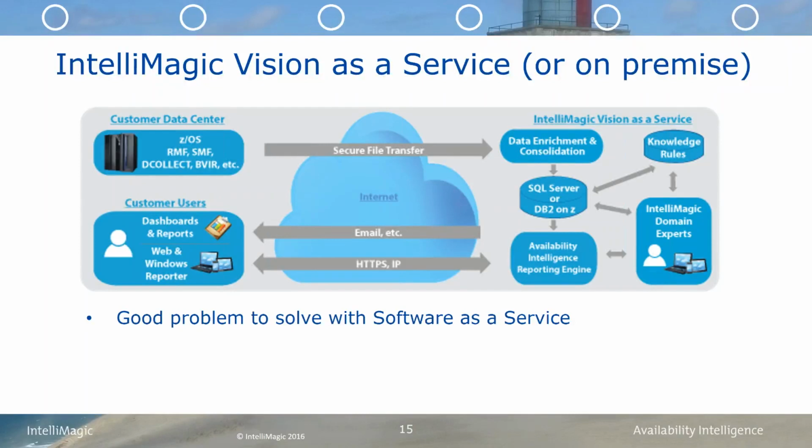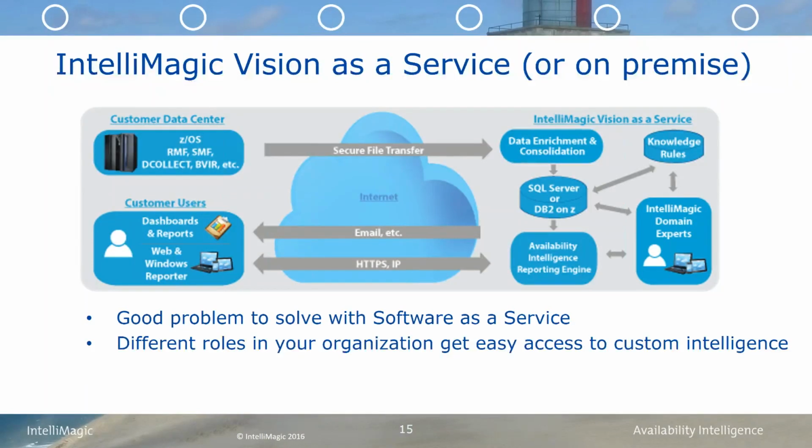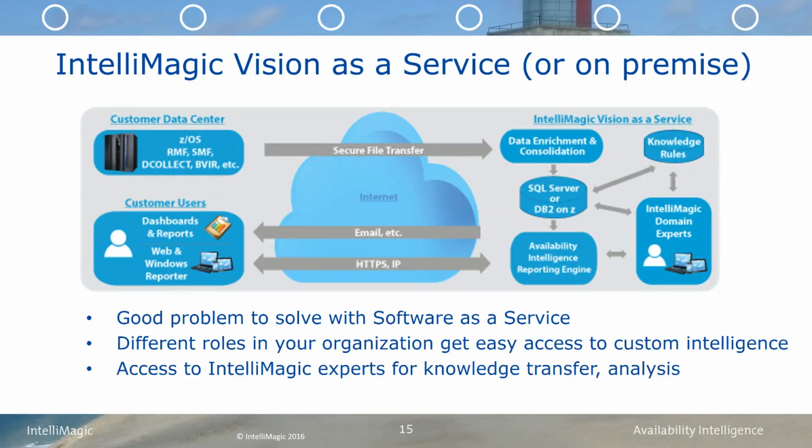And it's really a good problem to solve with the software as a service approach, because there is no personal information in the data. It's metrics about the infrastructure, performance, and configuration. So from a security standpoint, it's usually not a problem, even with some of the big banks that are our customers. It also makes it easy for different roles within your organization to get access to customized intelligence about the part of the infrastructure that they're responsible for.